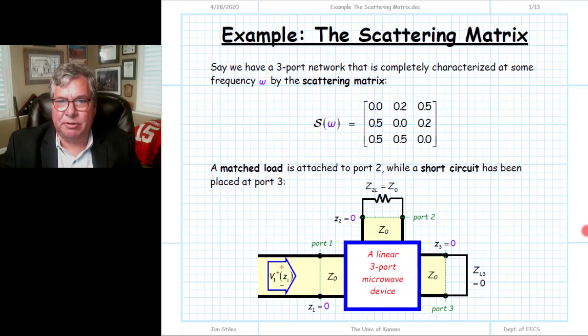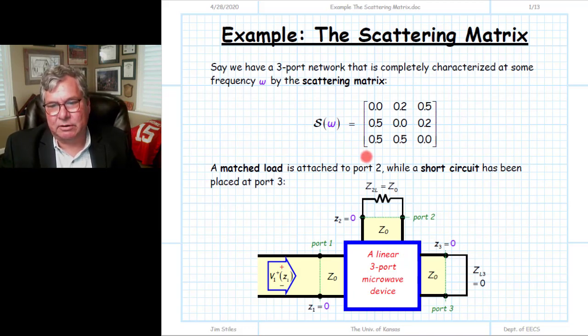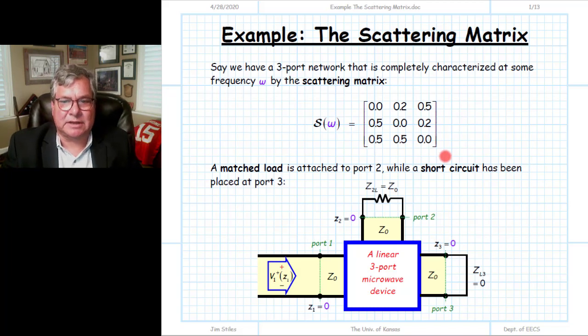Let's consider an example that might illuminate how we might use the scattering matrix to solve real microwave circuit problems. In this case, we have a 3-port device, and it's a linear time invariant device, so we can characterize it with the impedance matrix or the admittance matrix, but instead we choose to characterize it in terms of the scattering matrix.